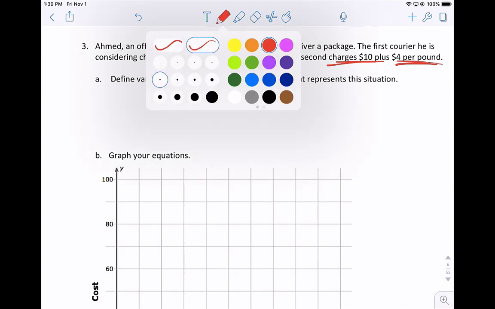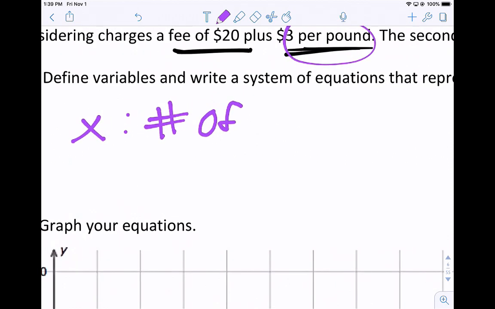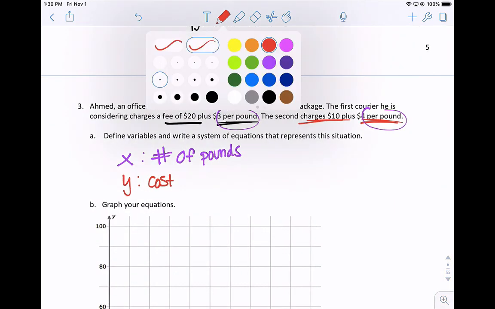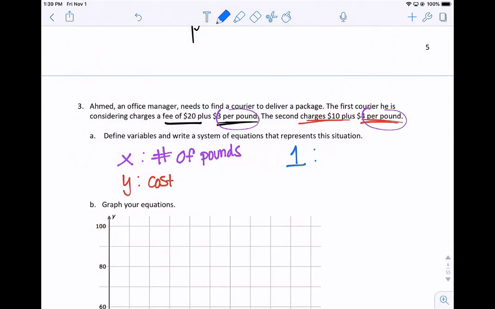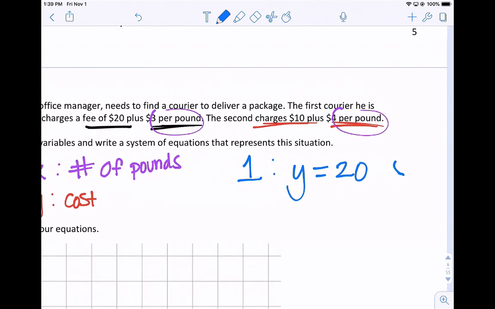Again, let's define our variables. Here X, it looks like the thing that's changing is the weight, so number of pounds. And then the cost will be what we're trying to calculate. Okay, again, 2 couriers. We'll say our first courier is number 1. They charge a fee of $20 no matter what, plus $3 a pound.